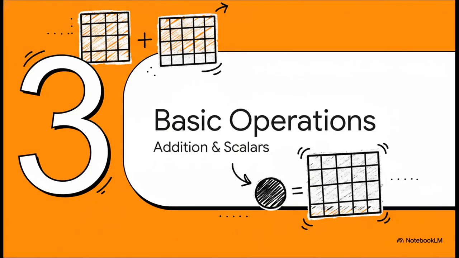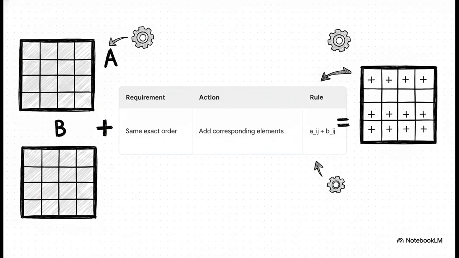All right, Section 3, Basic Matrix Operations. When it comes to addition, the golden rule is that the matrices must have the exact same order. No exceptions. If matrix A is a 2 by 3, matrix B absolutely must be a 2 by 3. If they aren't the same, the operation is simply not defined.